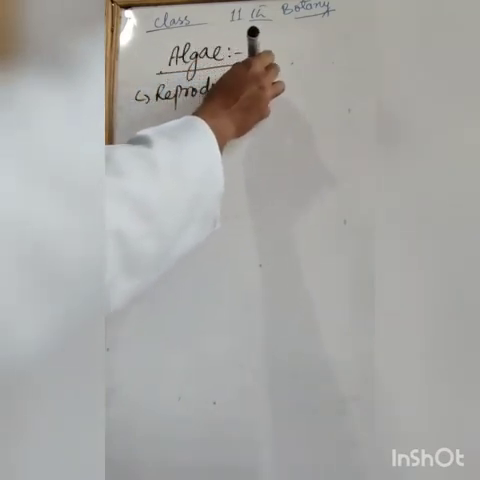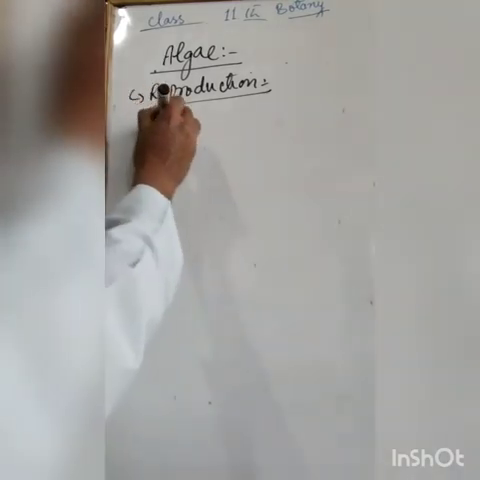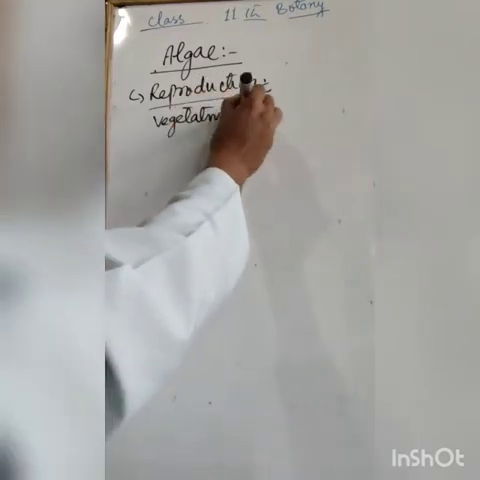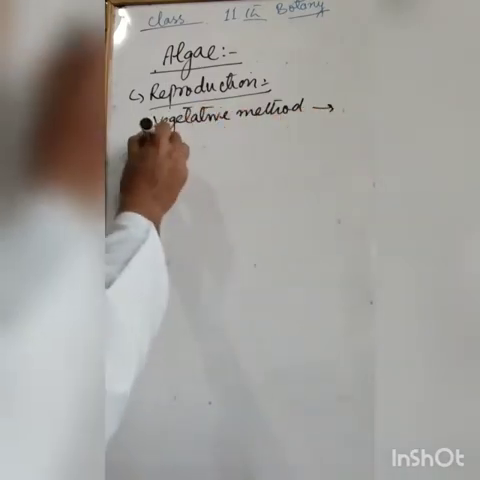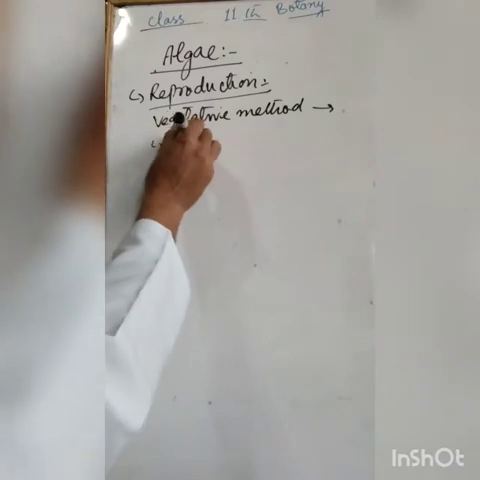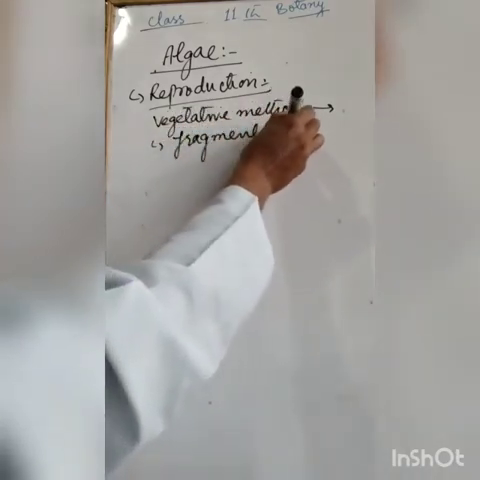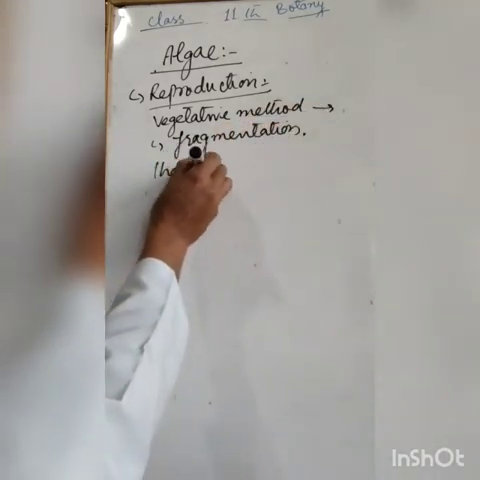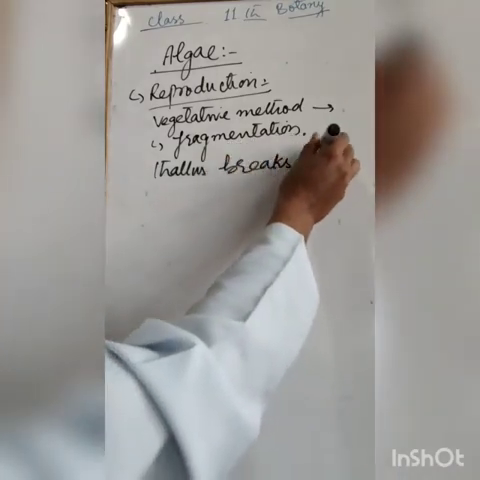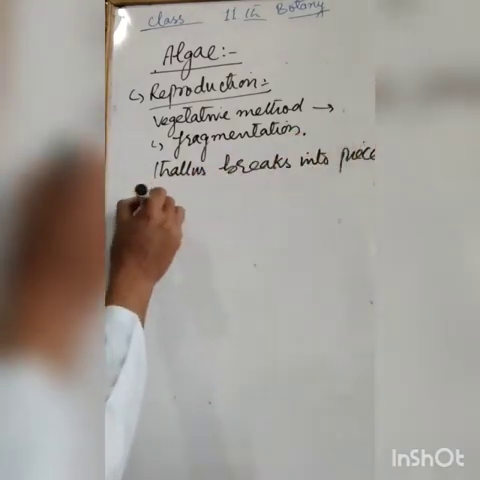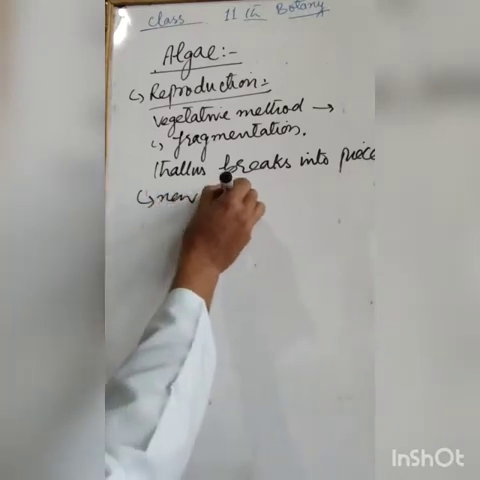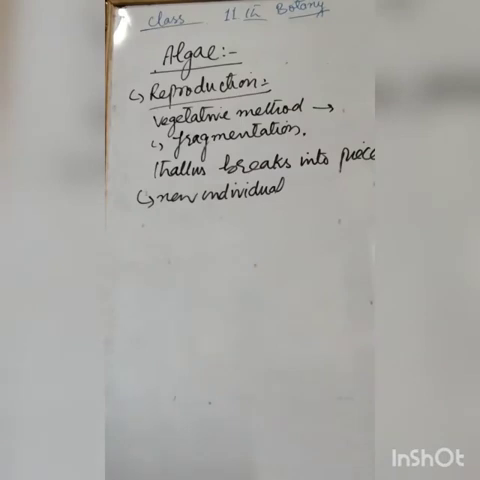There is reproduction in algae. Reproduction occurs by vegetative methods. One of the common methods is fragmentation. That is, a thallus breaks into pieces, and each piece can develop into a new individual, a new alga. A filamentous form can break into segments or fragments, and each fragment can develop into a new individual. It is the common method of vegetative reproduction in algae.